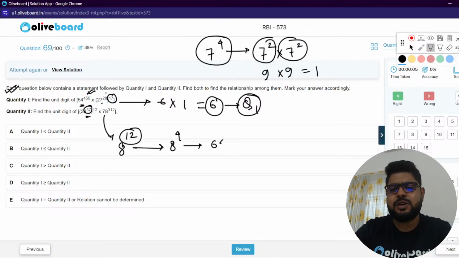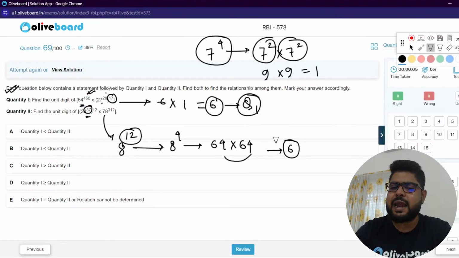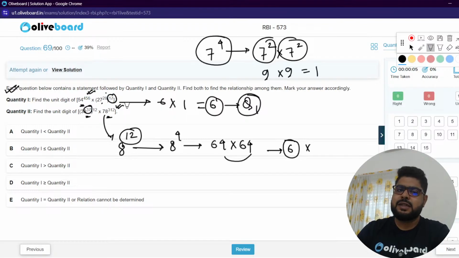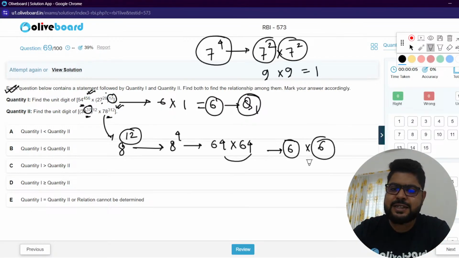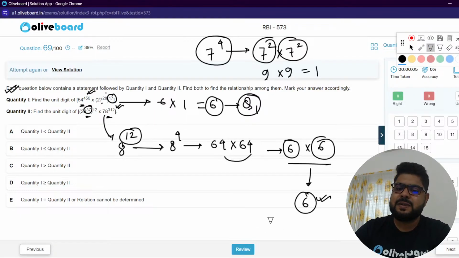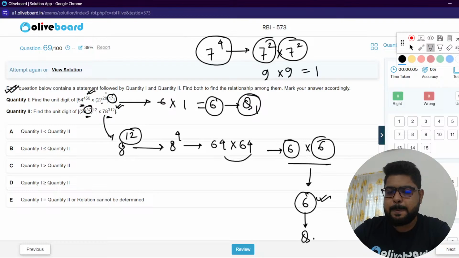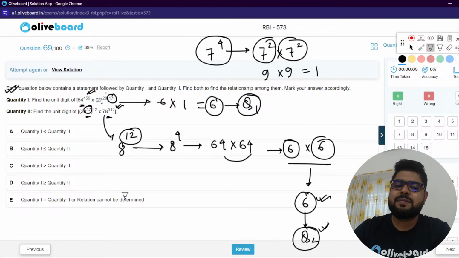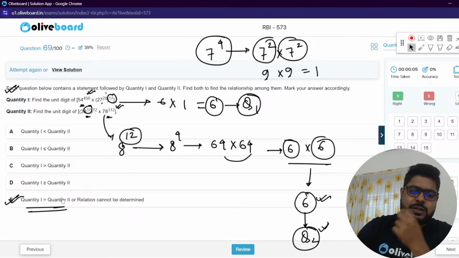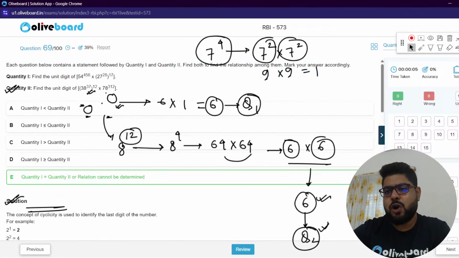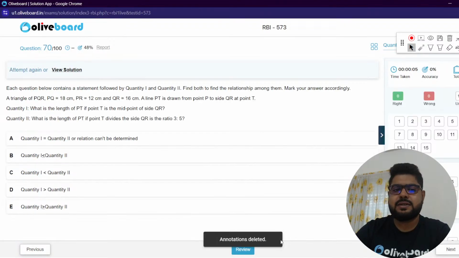Again, you might say, sir, I don't remember. 64 into 64. 4 fours are 16. 6 is the unit digit. Sir, 8 to the power 312. So 312, that is also divisible by 4. So again, it is also 6 into 6 is 6 only. So this is Q2. So both are same. So quantity 1 is equal to quantity 2. That is option 5 is your answer.